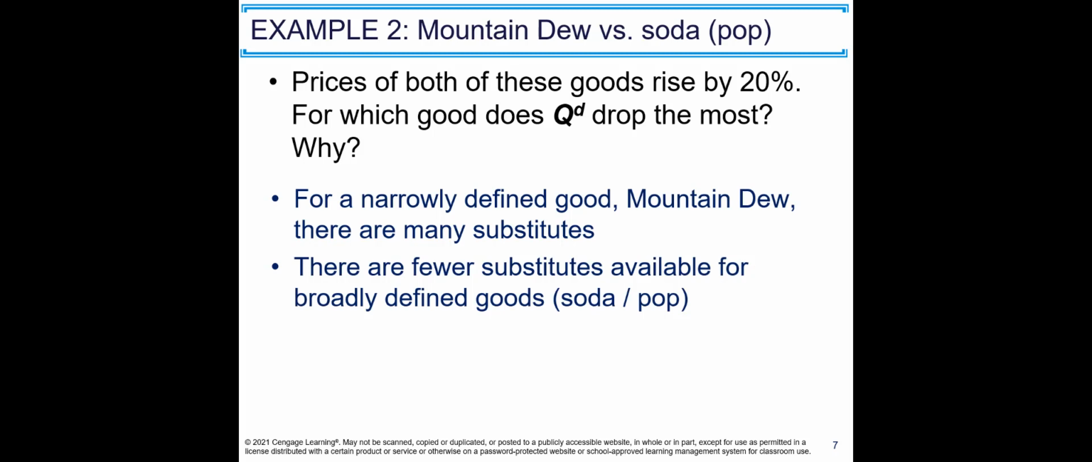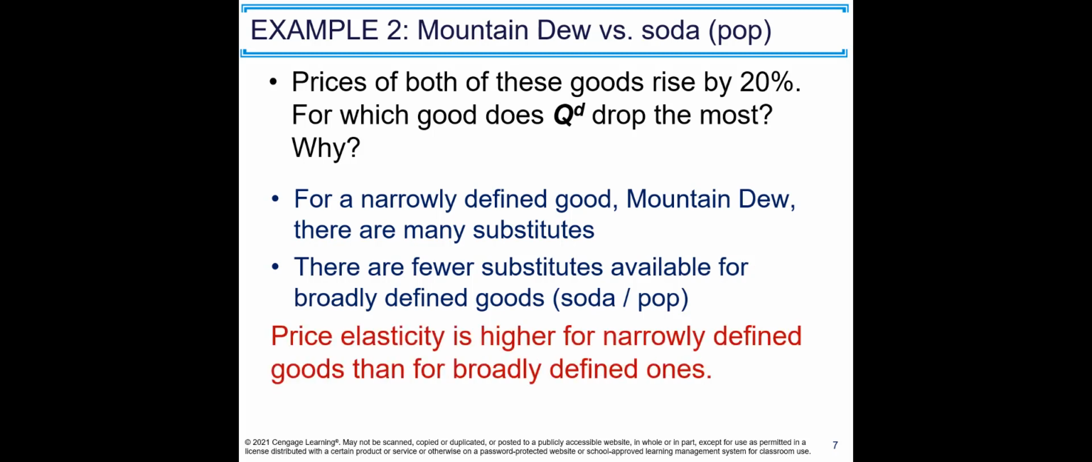But as you see, the elasticity, that means the responsiveness of quantity demanded to a price change, is lower when we broadly define a good. For narrowly defined goods, there are many alternative brands. You can substitute one brand with another. So here is the lesson. Price elasticity is higher for narrowly defined goods than for broadly defined ones.